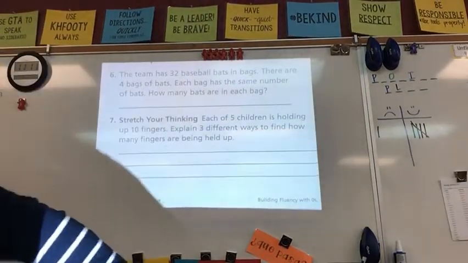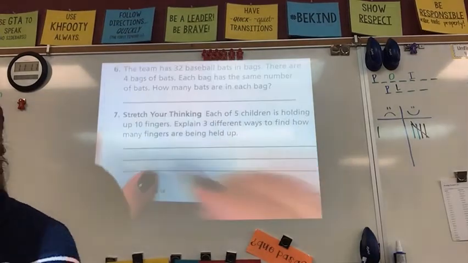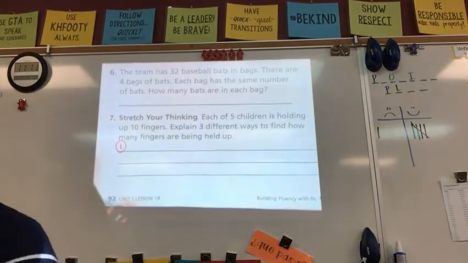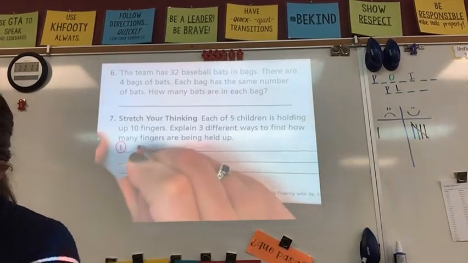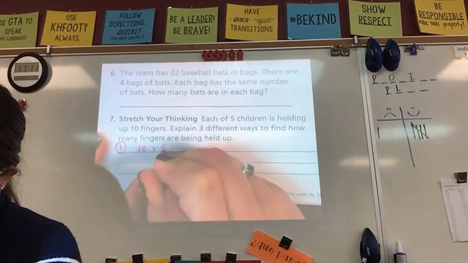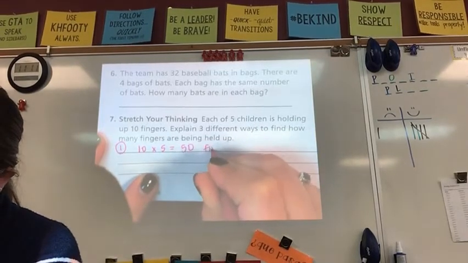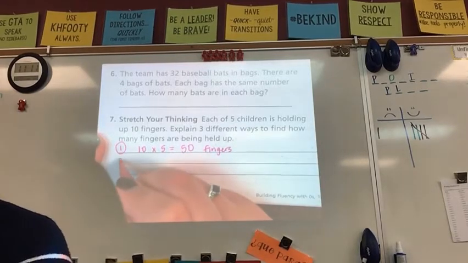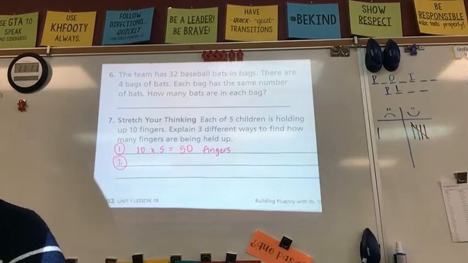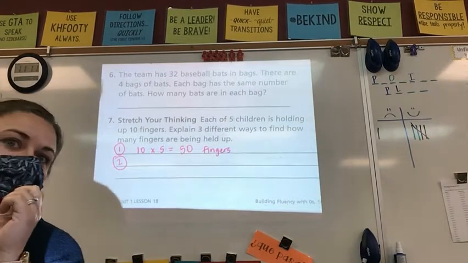Are you with me? Yes, we are. 3 different ways to find it. What was the first way we did it? Steph. First we did 10 times 5, which equals 50 fingers. What was the second way that we tried? Oh, Gunner, I hope you're getting this down. What was the second way that we solved this? Addison?